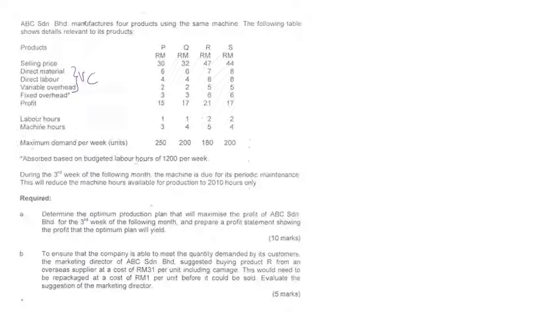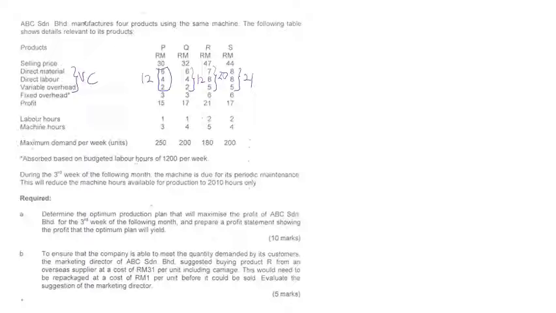That means for product P, if you total up these, you will get the value 12 ringgit. Total variable cost for product P, 12 ringgit. And then for product Q, 6 plus 4 plus 2, 12 ringgit also. Product R, 7 plus 8 plus 5, you will get 20 ringgit. And product S, 8 plus 8 plus 5, you will get 21 ringgit.